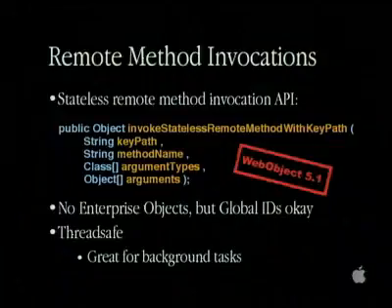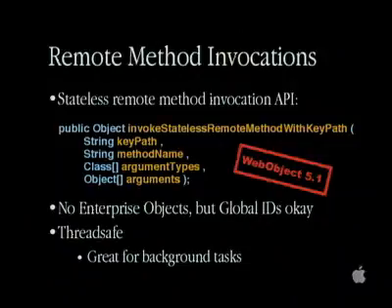The other method, invoke stateless remote method with key path, does not take the editing context as an argument. And the rule about the stateless method is that it cannot include any enterprise object in the communication. It cannot be an argument, and it can't be a return value of that method. Global IDs are okay.